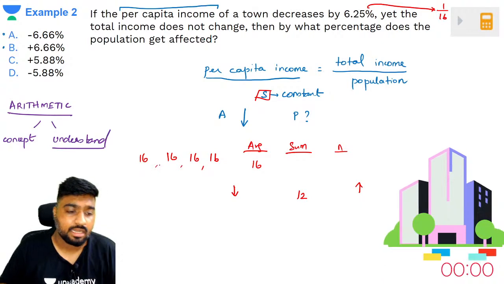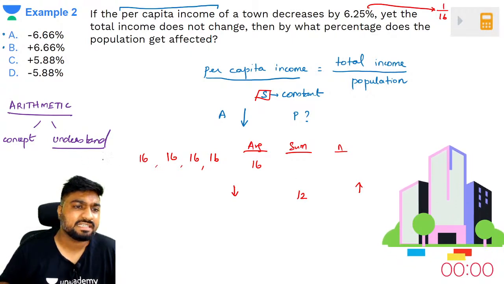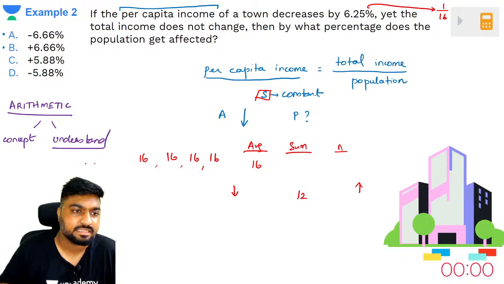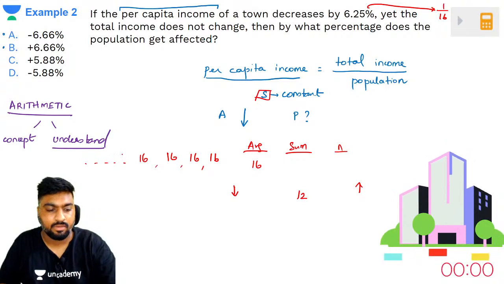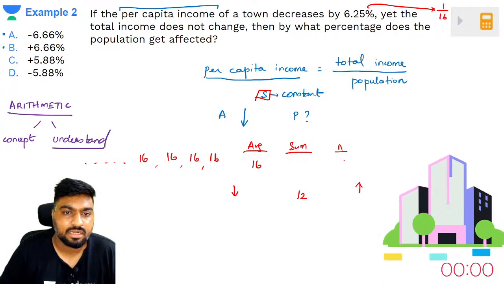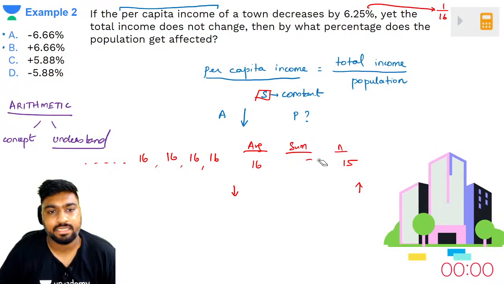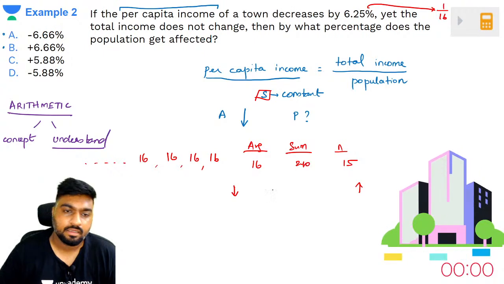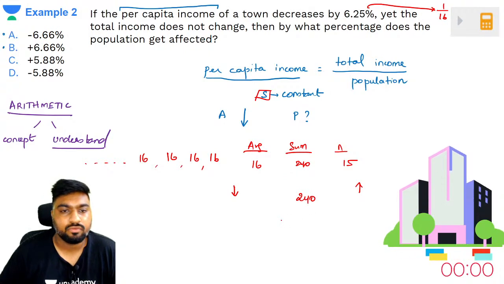Let's say there are 15 such terms. I'm just giving you an example, don't worry about it. 15 terms are there. So number of terms are 15. Sum is going to be 16 into 15, which is what? 160 plus 80, 240. Sum is going to be the same, 240.